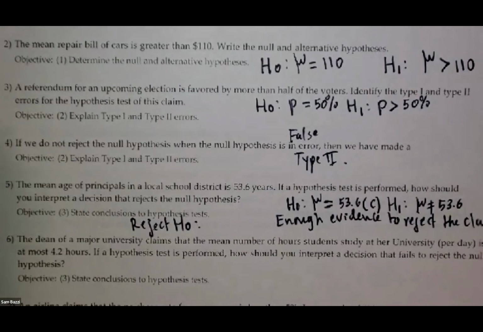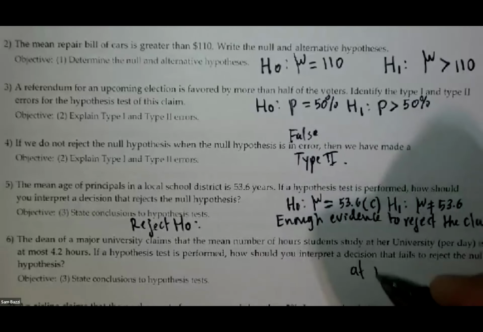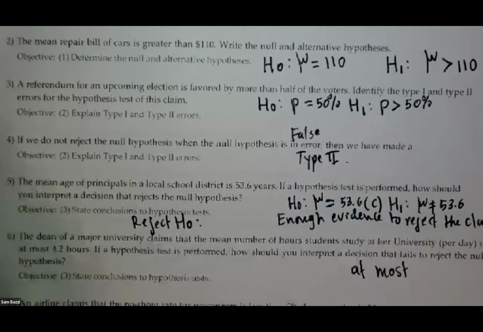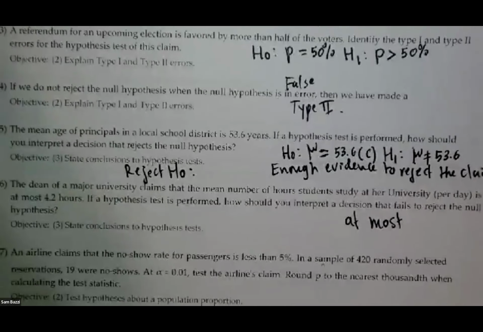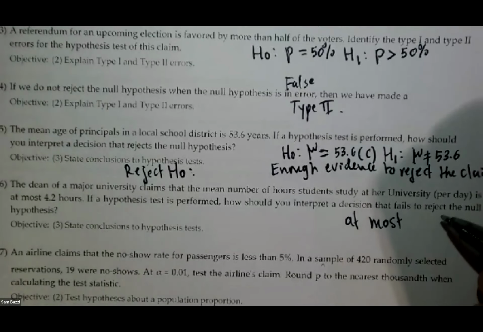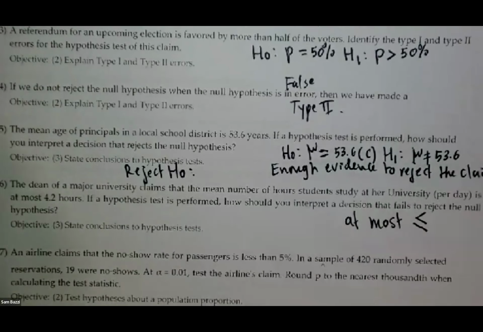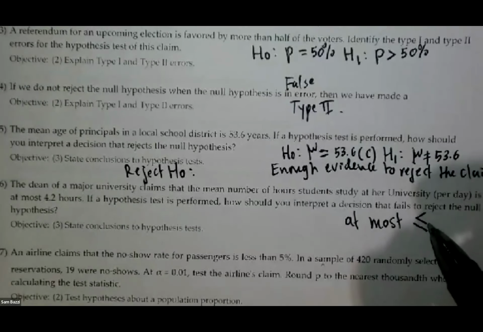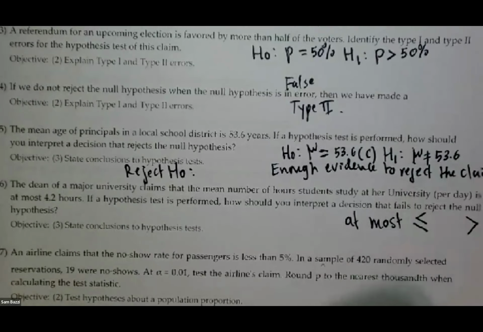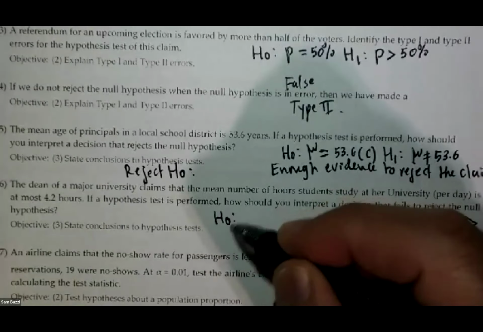Number 6. The dean of a major university claims that the mean number of hours students study at her university per day is at most 4.2 hours. How do you write the sign for at most, guys? Can someone tell me? You can type it in the chat if you like. Do you know that at most means less than or equal to? And what would be the complement of at most? The opposite of at most will be greater than. So if I state H0 and H1, guys, it will be like this.